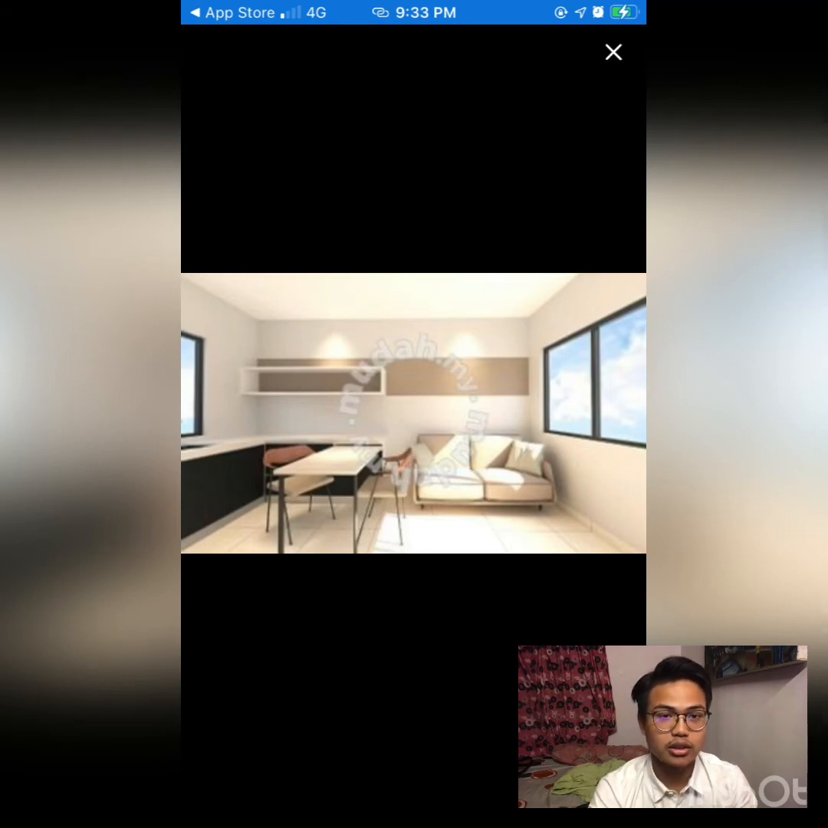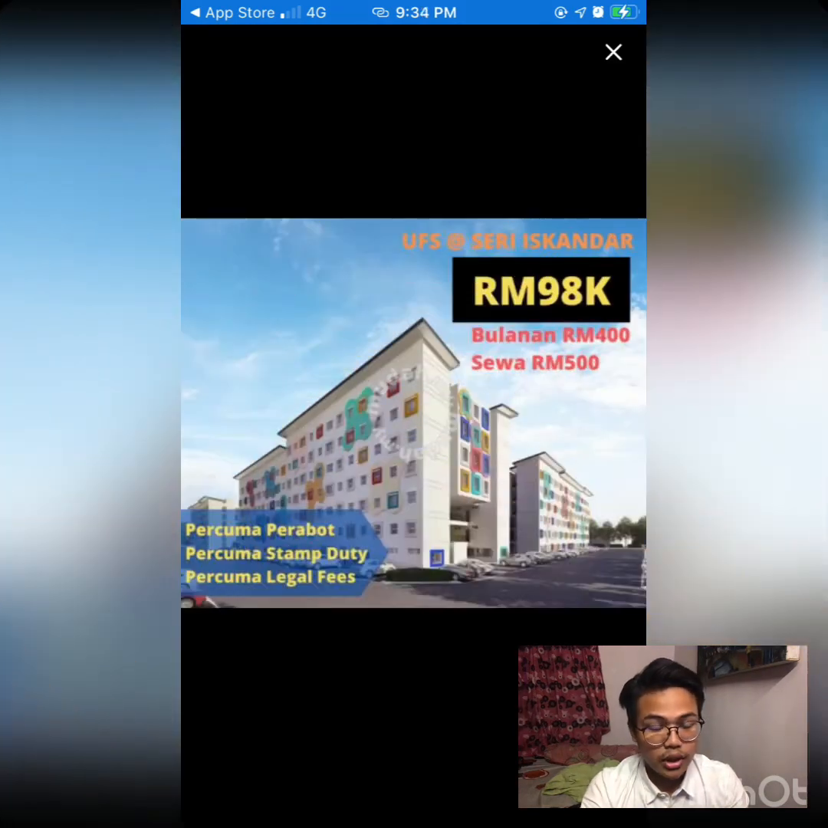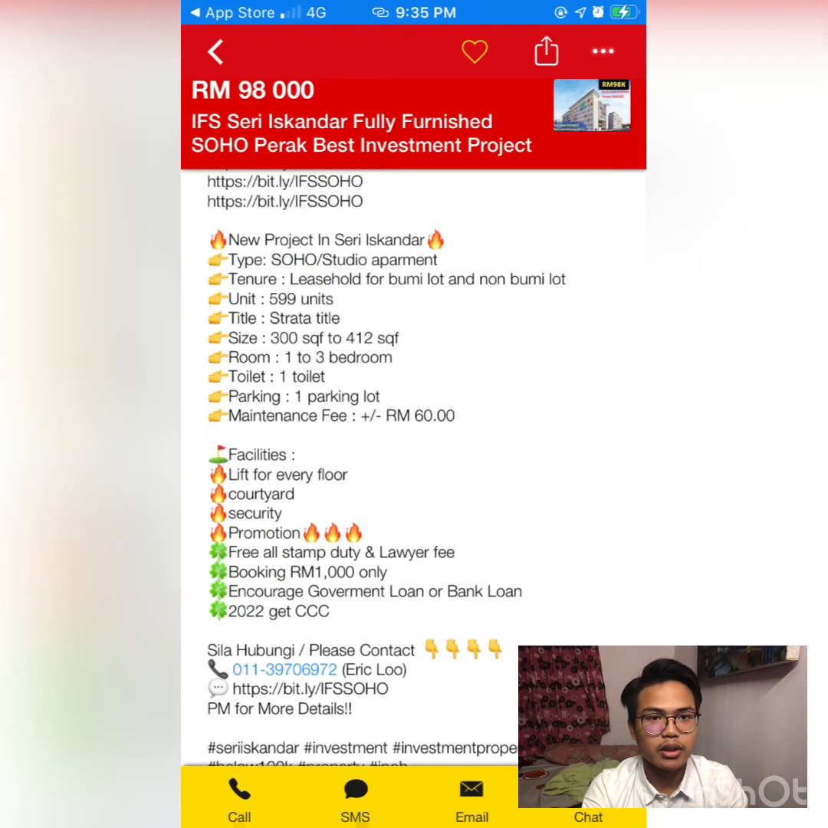So for the capital required for one apartment, it is around 100,000 because the apartment costs 95,000, and plus minus the agent fees, stamp duty and others, it will be around 100,000 to 150,000. But I recommend that you buy 4 fully furnished apartments, so it will give you a bigger profit. So my capital required is around 500,000.